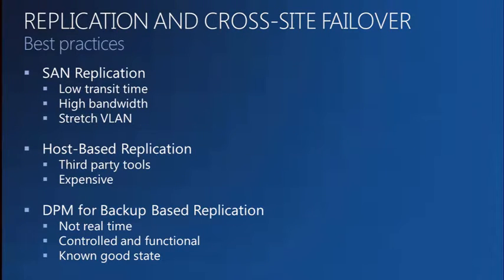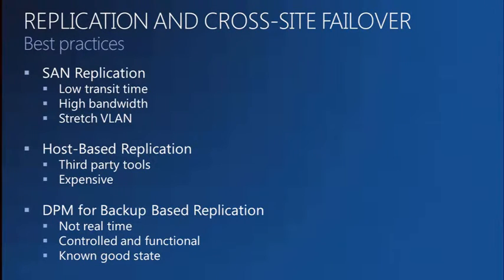There's something called host-based replication, where there are some third-party tools. The downside is that that tends to be relatively expensive. And then what we've also used is DPM for backup-based replication. Why have we used that? We've used that because a lot of people have these high availability clusters in their main locations that they're using to serve their 100, 1,000, 5,000, whatever virtual machines. And they want to have those protected at a known good state, and they want them off-site.